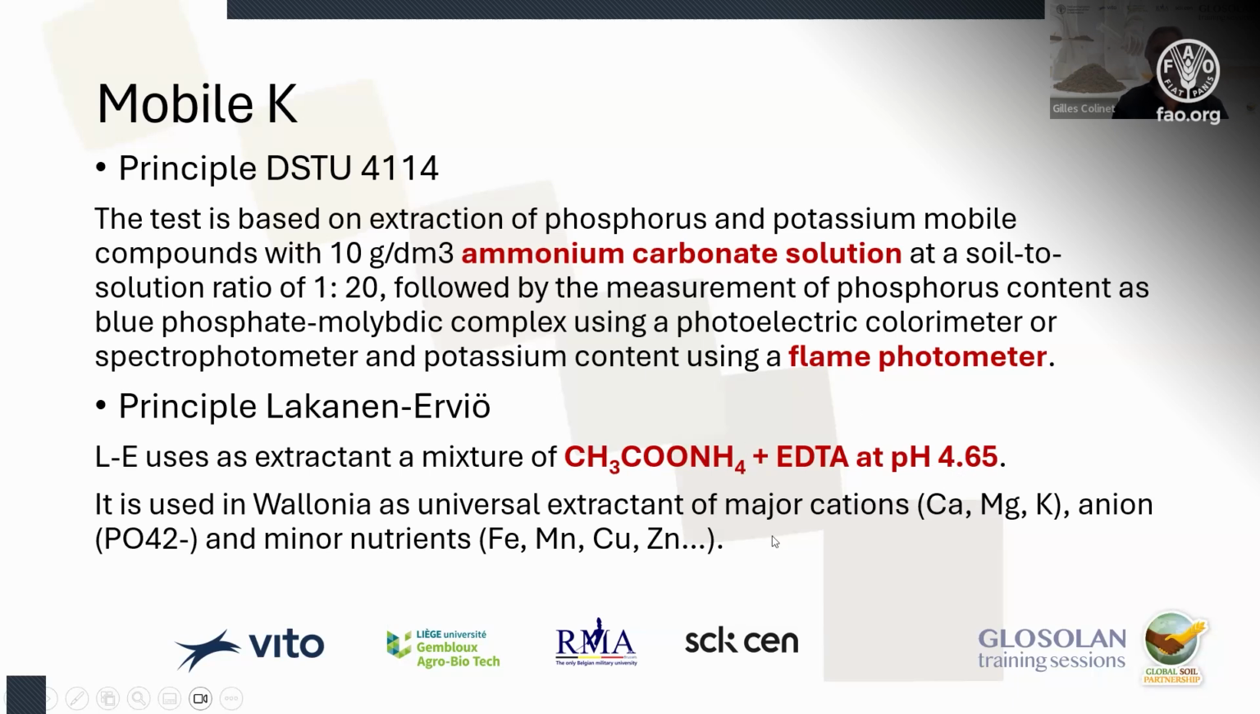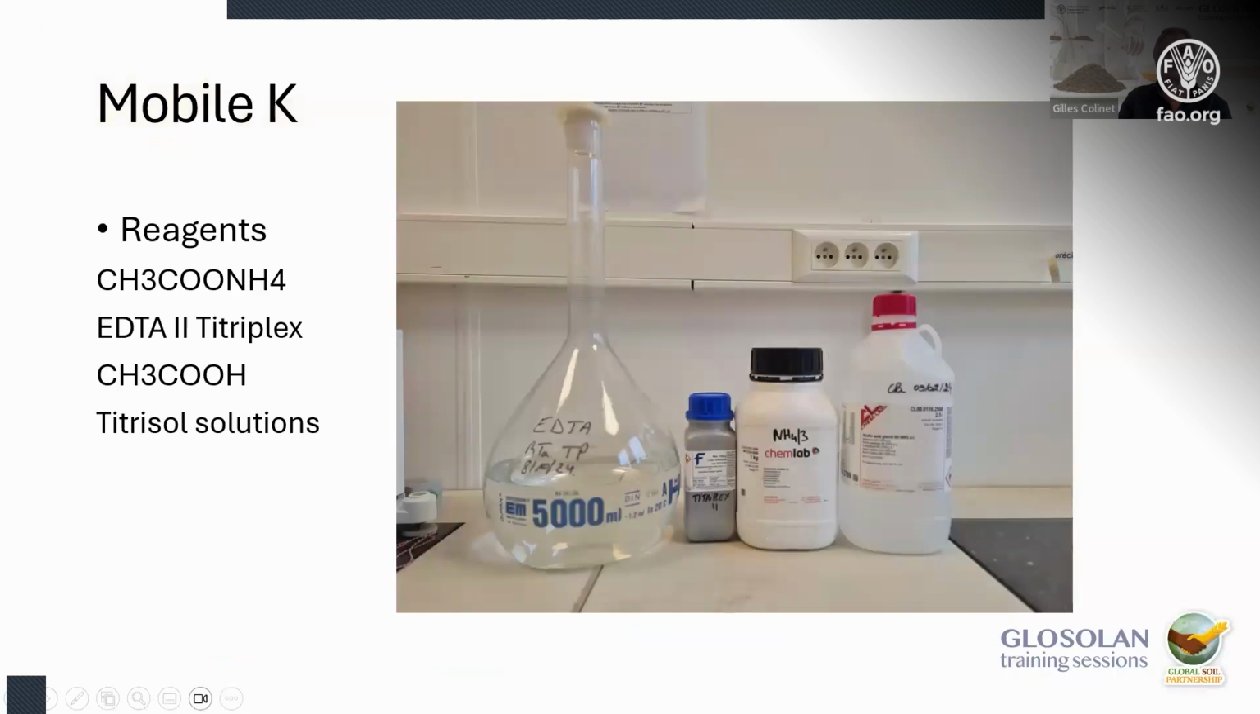4.65. EDTA is a chelating agent that can interact with specific elements in the soil solution and prevent them from interacting with the other elements, for example. So we try to use it as a universal extractant of major cations, also anions such as phosphate, and minor nutrients, as I already said.